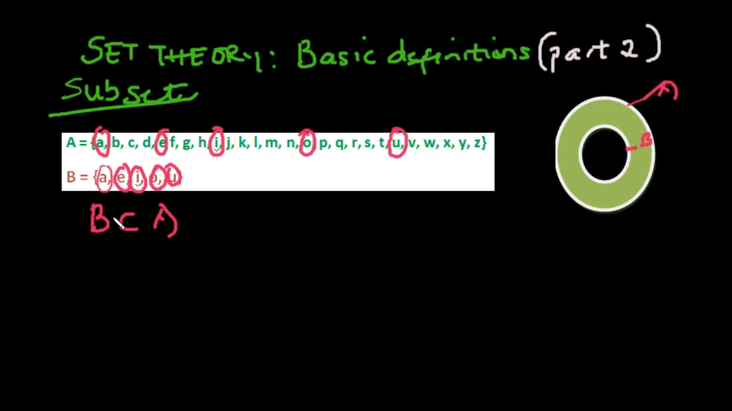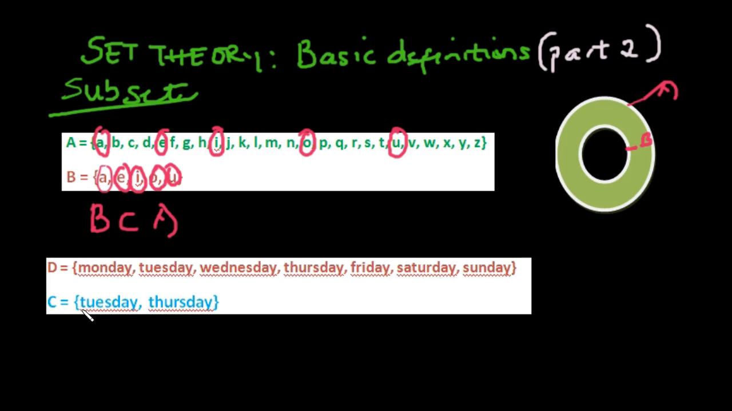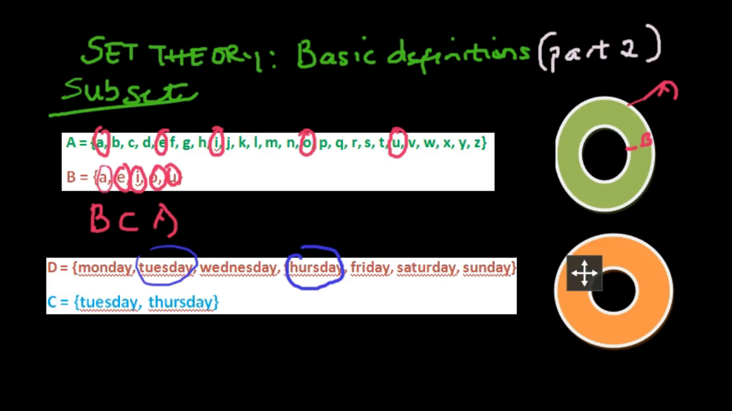Another example quickly: if I have two sets D and C, and D is a set containing days of the week, and C is a set containing days of the week starting with T. We can see that we can find Tuesday here, and Thursday here. So every element of C can be found in D. Representing that with a diagram, this is set D, while this is set C. So we write C is a subset of D, and the way we write subset is different from an ordinary letter.